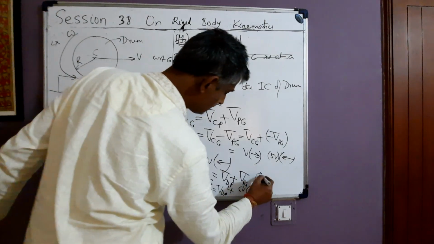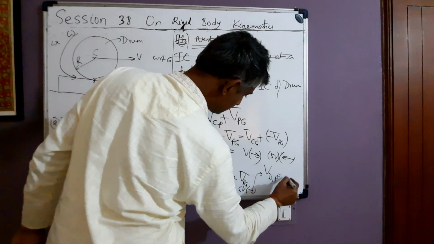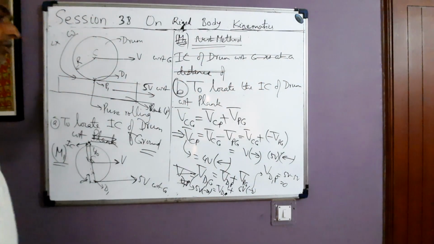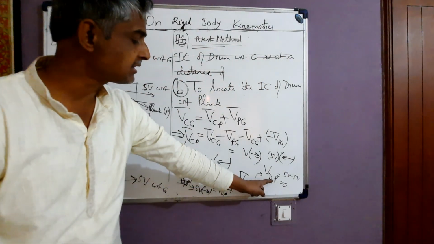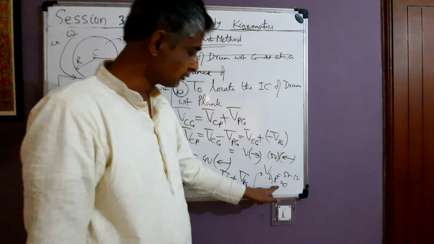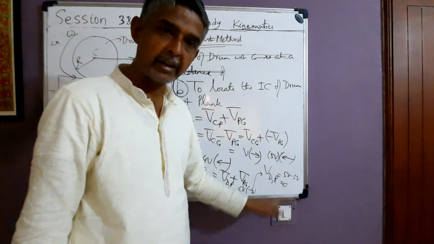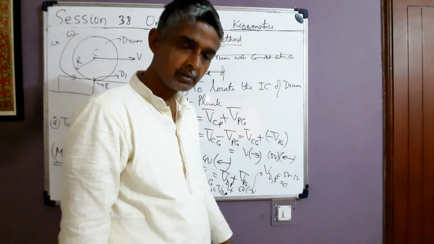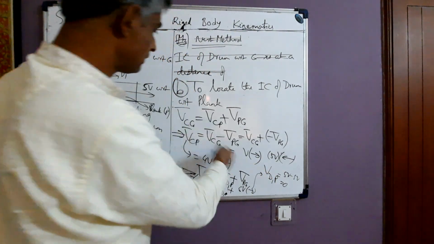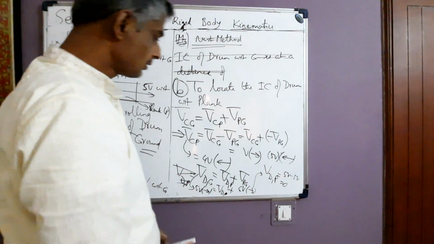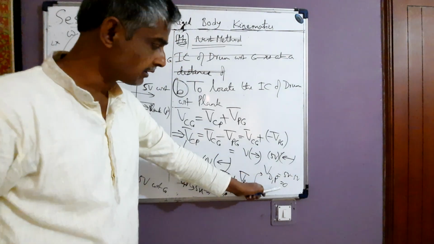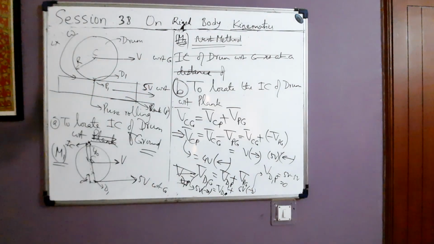So from this we see that velocity of D1 with respect to Planck is simply 5V minus 5V, that is 0. So from here itself we get that D1 is the IC of drum with respect to Planck, because it has a 0 velocity with respect to Planck. That is just the IC here. So we don't have to do anything beyond this. One method we have already determined. From this method itself we have obtained that D1 is the IC of drum with respect to Planck.